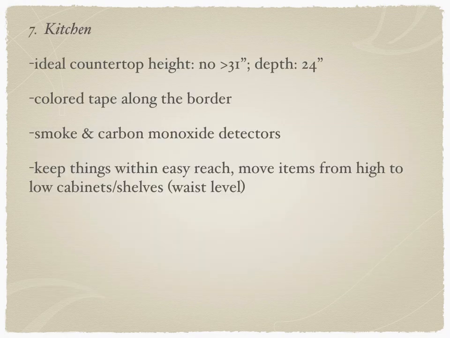The kitchen. Ideal countertop height needs to be no more than 31 inches with a depth of 24 inches. Colored tape along the border should be considered for the visually impaired, and the use of smoke and carbon monoxide detectors is recommended. Keeping things within easy reach by moving items from high to low cabinets or shelves is recommended, and at the waist level is ideal.